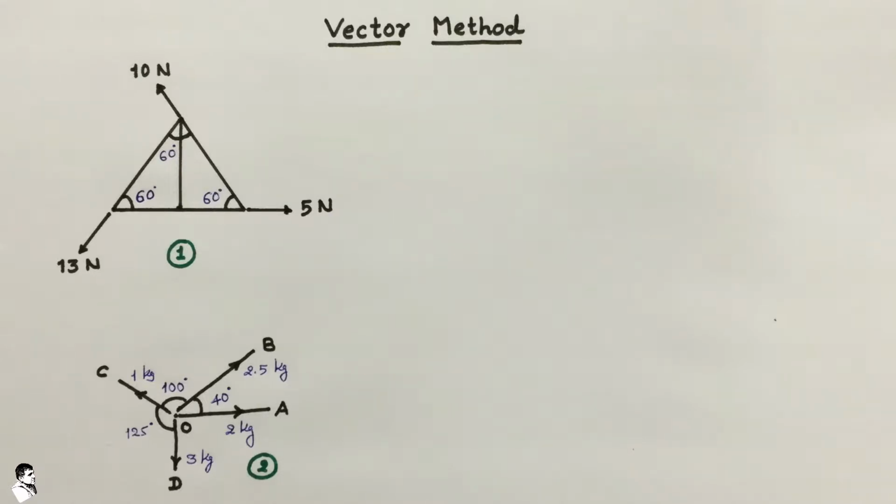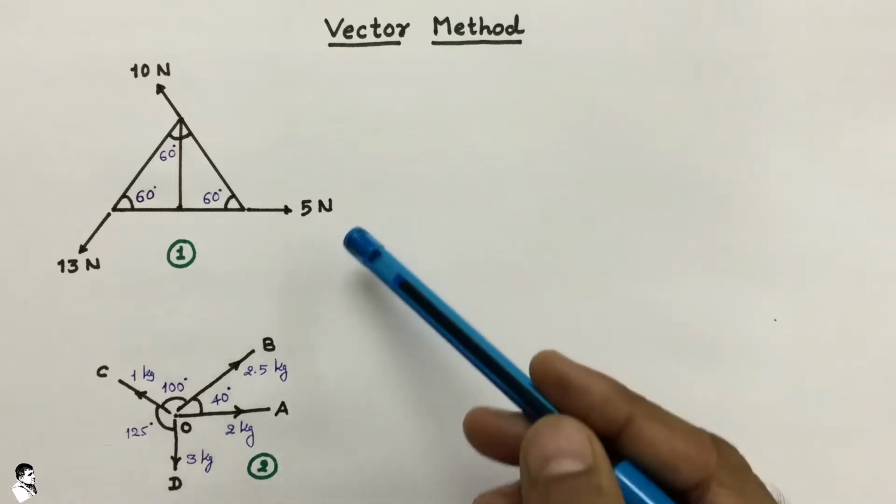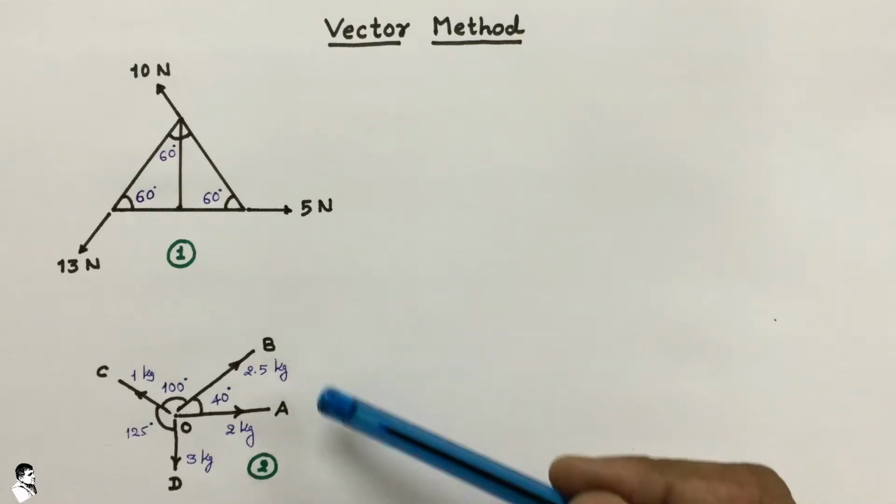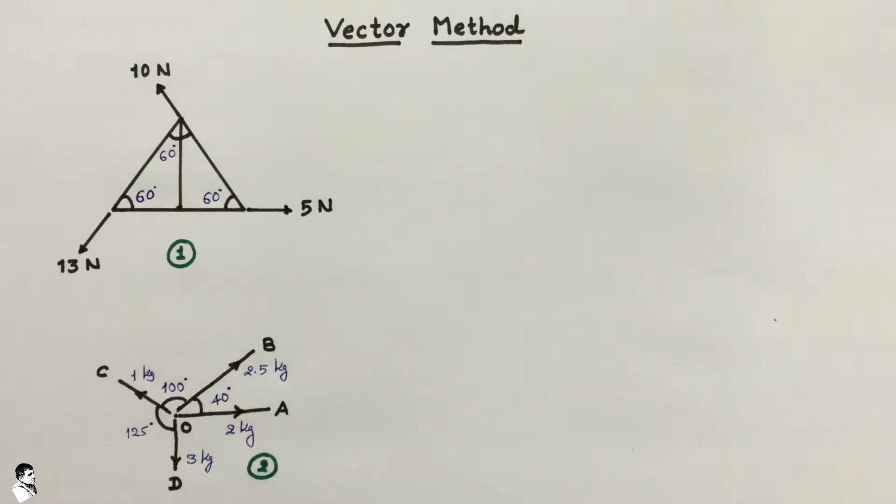Here we have two diagrams available, 1 and 2, that are called the space diagram of such a force system. Then after joining all the forces, the closing side of the polygon, taken in opposite order, will give the magnitude and the resultant of the given force system. So let us try one by one and solve it by the vector method.